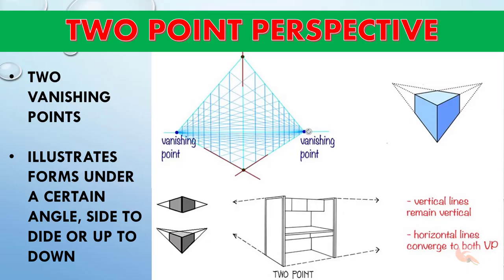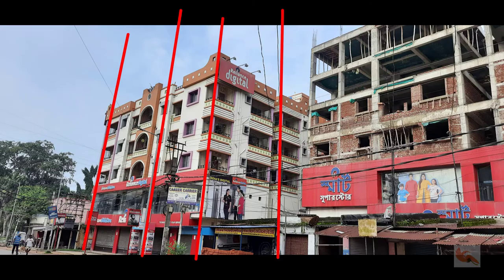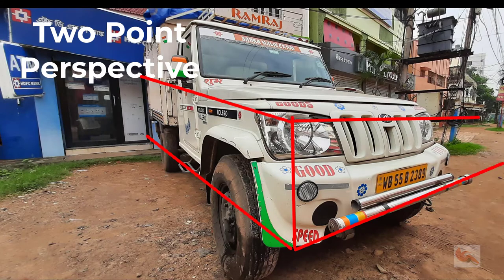Now let's come to two-point perspective. In this, you have two vanishing points on the horizon line. Two-point perspective is used to illustrate forms under a certain angle, such as looking side to side or up to down. The closest objects almost pop out to the viewer.